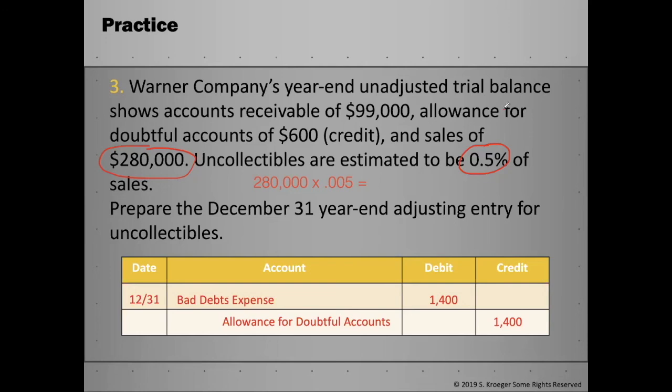We're going to expense it in the same time period we made the sale, and we're going to offset our accounts receivable by $1,400. Right now, our accounts receivable shows that we have $99,000. So on the balance sheet, we'll actually take off $1,400 of that to show the net accounts receivable, how much we actually think we'll collect.